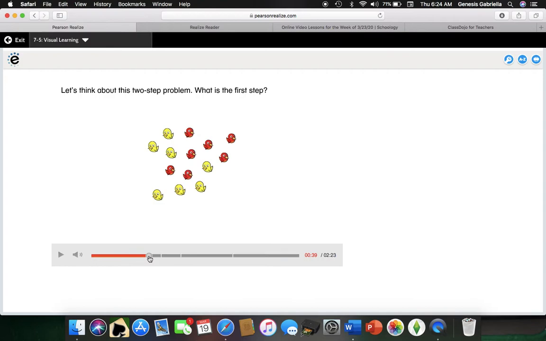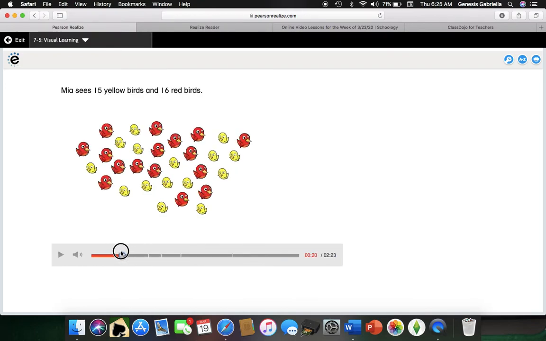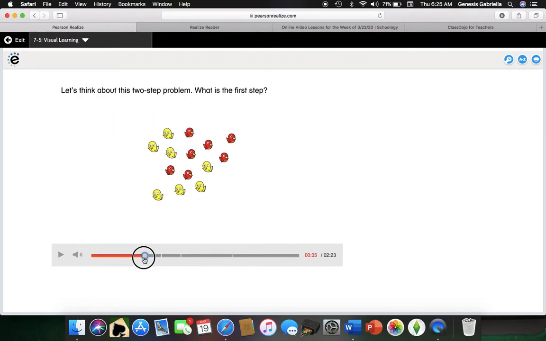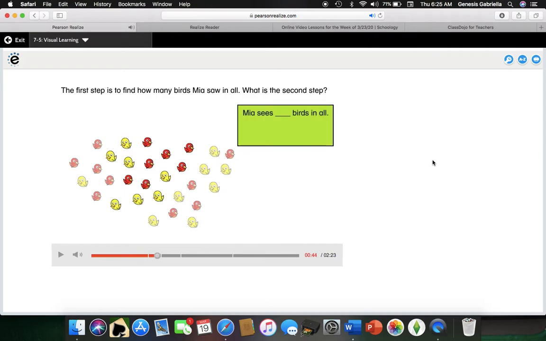So just by looking at this, if I go back and look, I think I would need to figure out the whole first because we know how many birds she saw of each color, but we need to figure out how many they have all together first. The first step is to find how many birds Mia saw in all. What is the second step?